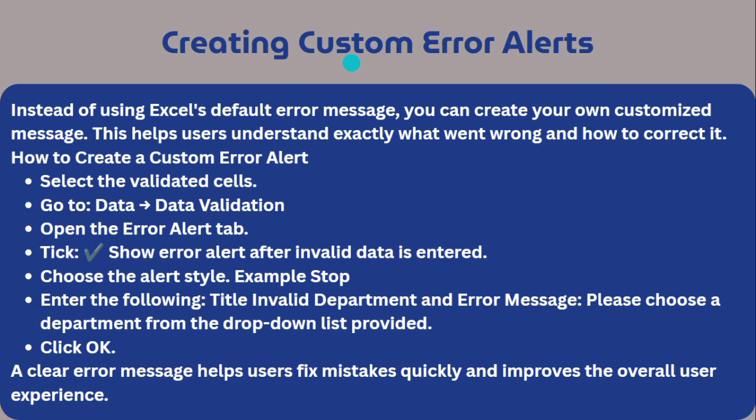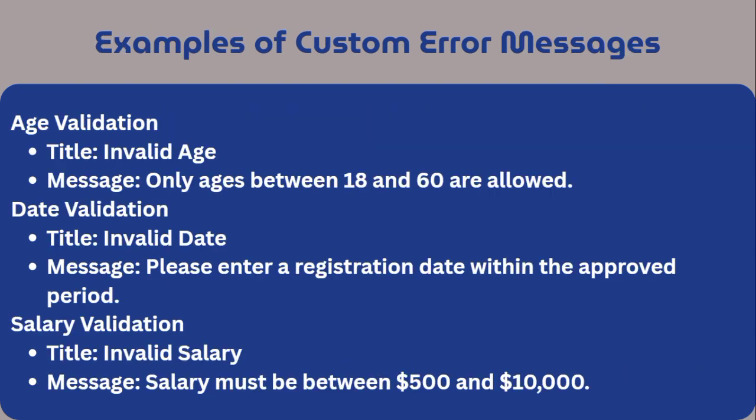To create custom alerts, instead of using Excel's default error message, you can create your own customized message. This helps users understand exactly what went wrong and how to correct it. Examples of custom messages: for age validation, maybe the title is Invalid Age, and the message can say only ages between 18 and 19 are allowed. Another is: please enter a registration date within the approved period. These are just examples of error messages that you can set up yourself.